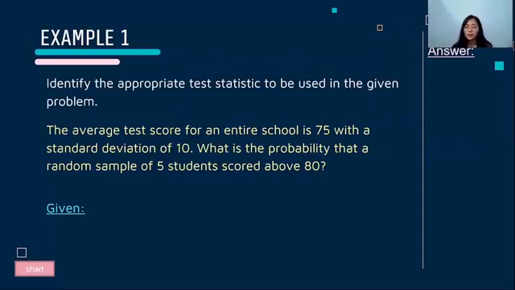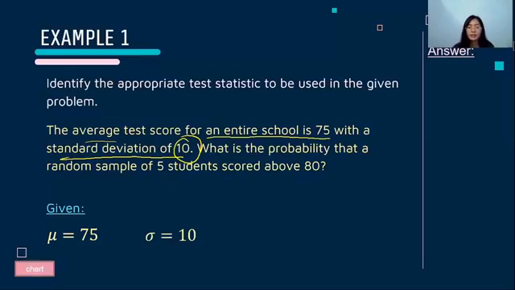Okay, so we need to identify first the given or the parts of the given. So here we have average for an entire school. So we have population mean equivalent to 75 and the population standard deviation equivalent to 10. Right. And what else? We also have here a random sample of 5. So n is equal to 5.